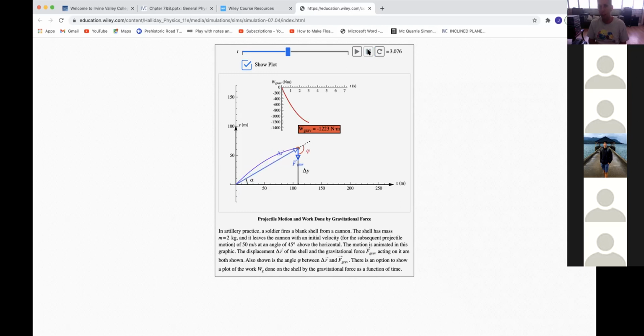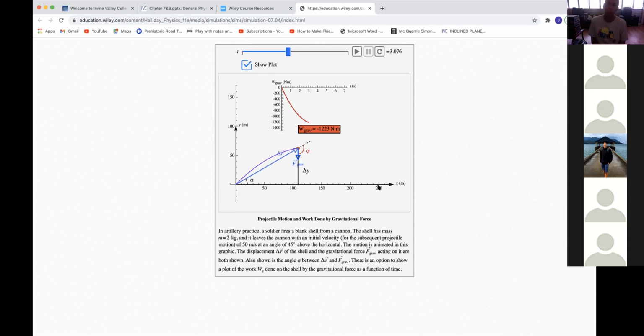it reaches the maximum work that gravity will have done. Here it's minus 1223 Newton meters, 1223 joules. As it starts to come back down, this is showing the total work done by gravity. That's what this is showing. As it comes back down, gravity is starting to do positive work. So this amount is going to be reduced back to 0 when it hits the ground.